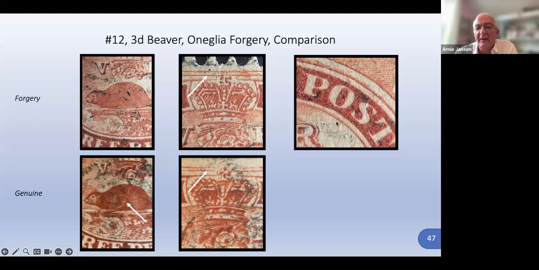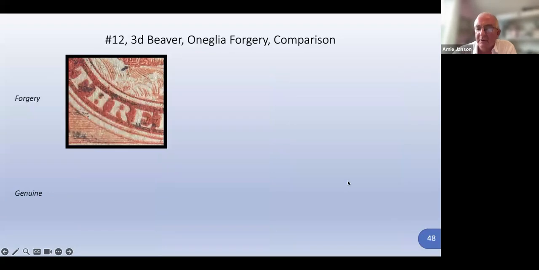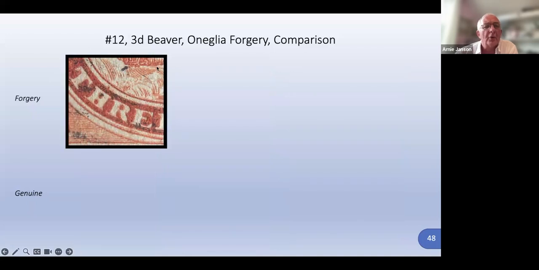If we look at the lettering, here's where we start to see more significant differences. What we're looking at is the serifs on the individual letters. They're not very well defined here on the forgery. They're very clear and sharp here. Also on the S, they're much smaller. On the T, they're much larger. Also on the T. So there is a significant difference in the lettering in the forgery.